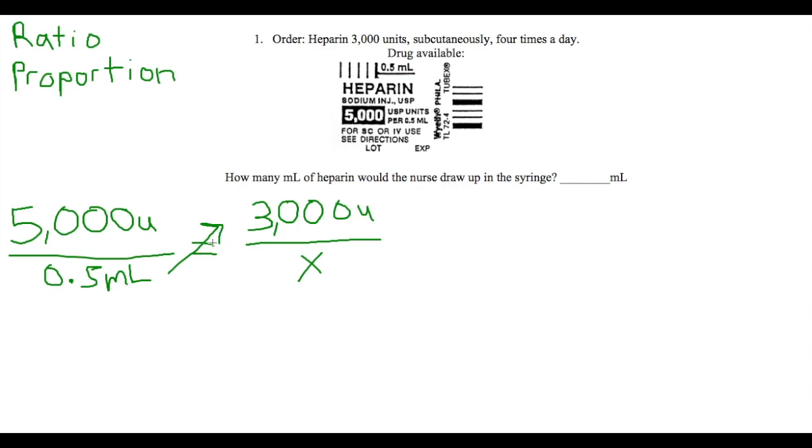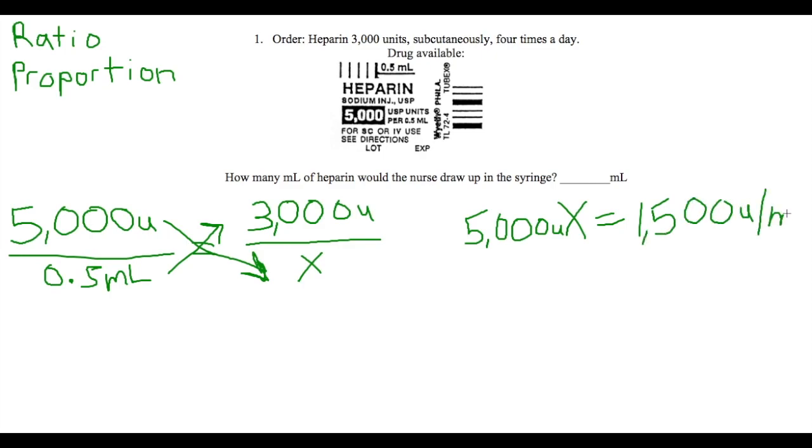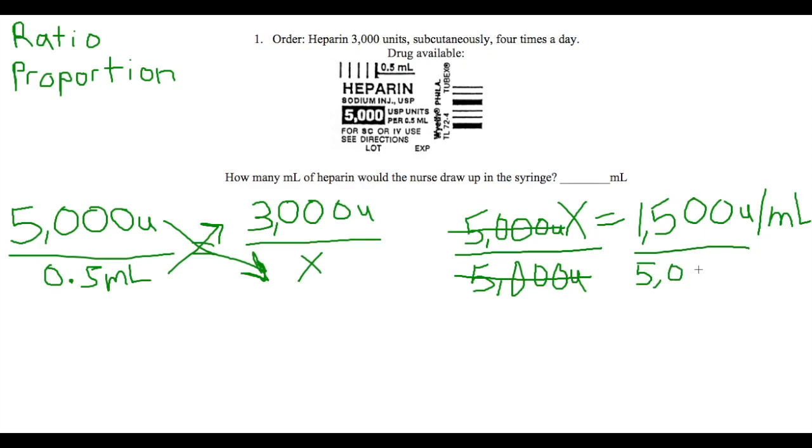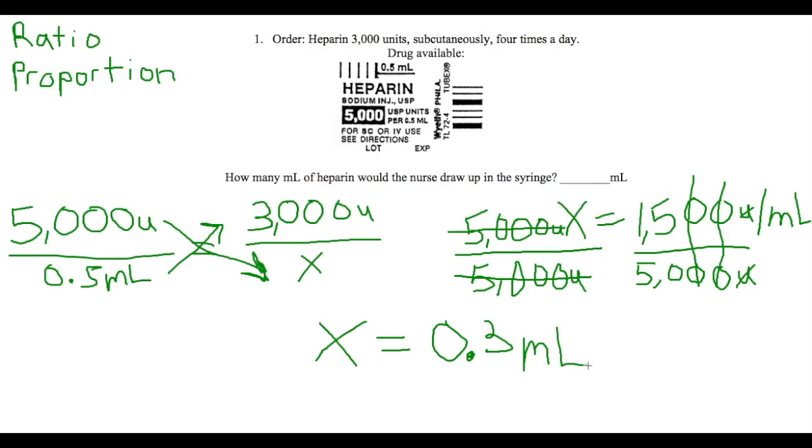So we cross multiply 0.5 mils times 3,000 units and 5,000 units times x. We end up with 5,000 units x equals 1,500 units per mil. We divide both sides by 5,000. So over here it will cancel out, and then on the right side we will punch that into our calculator. And I like to cancel out my zeros before I punch anything into a calculator. X equals 0.3 mils.